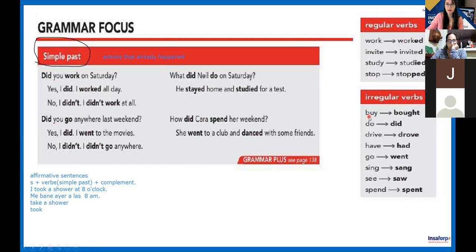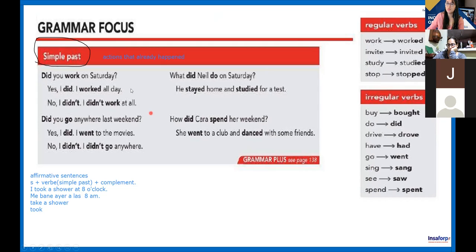Por ejemplo, tenemos el verbo buy, comprar. En el pasado sería bought. El verbo do, hacer, did. El verbo drive, drove, have. El verbo tener, en el pasado es had, go, went. Y el que vimos en el diálogo, sing, sang, cantar. Tenemos el siguiente que es see y saw, spend y spent. No sé si hay dudas, questions about the verbs o la estructura. No questions? No questions. Okay.